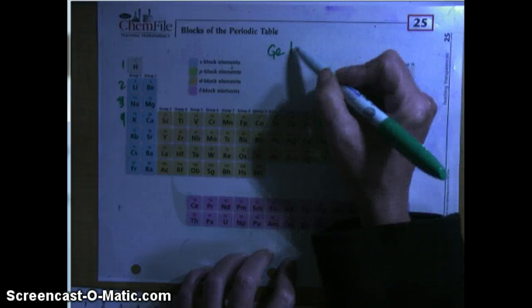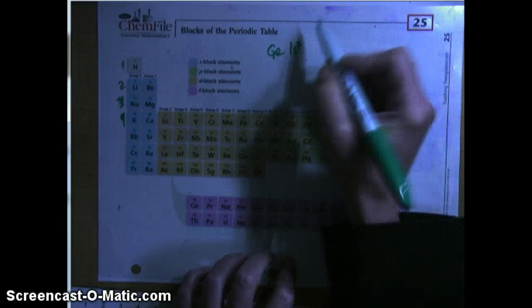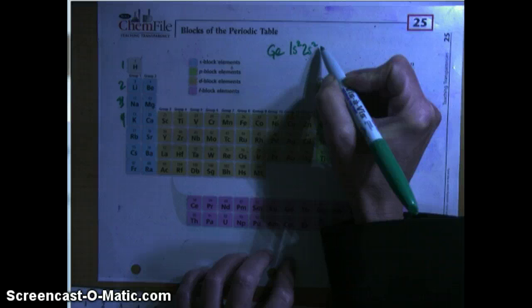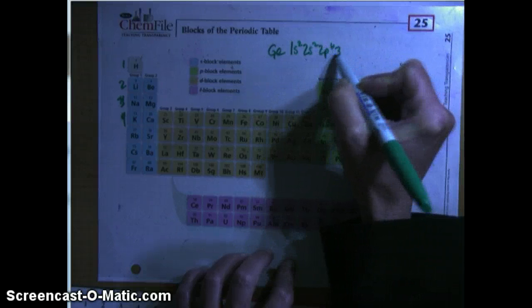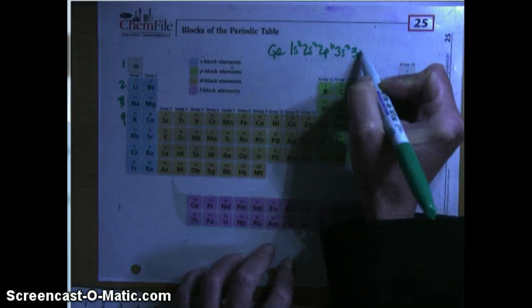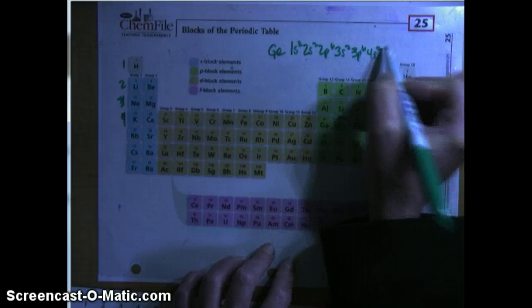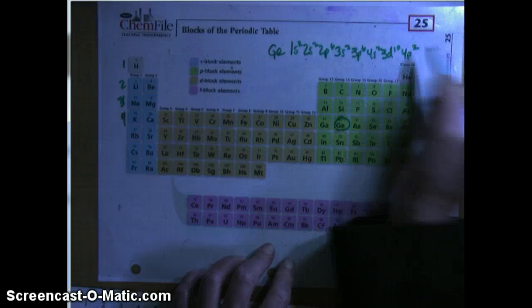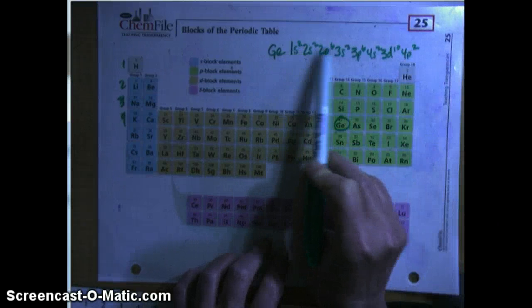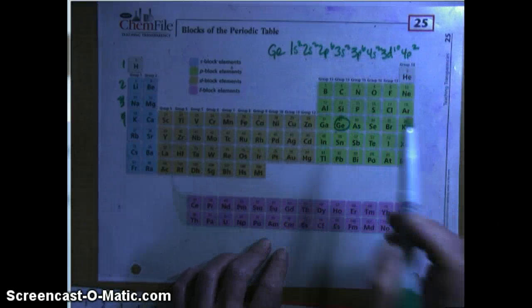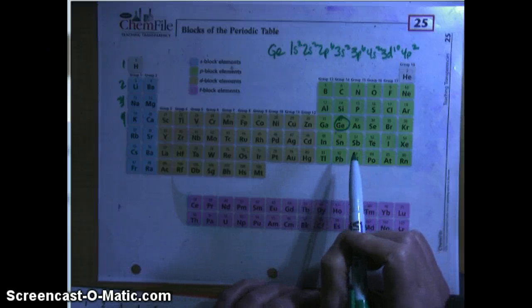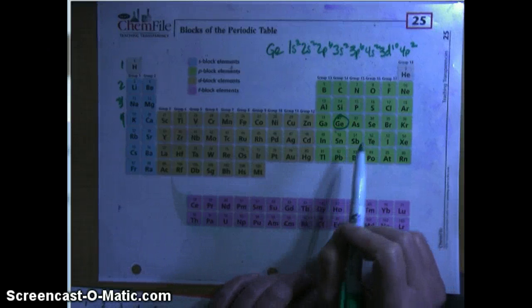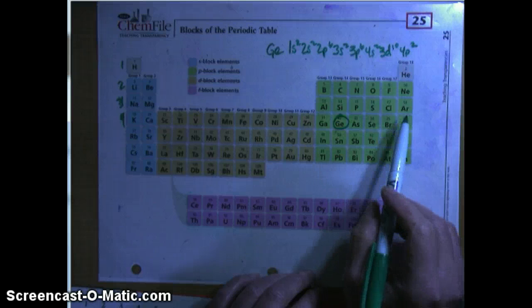So we start at the beginning, 1s2, 2s2, 2p6, 3s2, 3p6, 4s2, 3d10, 4p2. And if we added up those electrons, the exponents, it should equal 32. Now the shortcut way is doing the noble gas electron configuration.